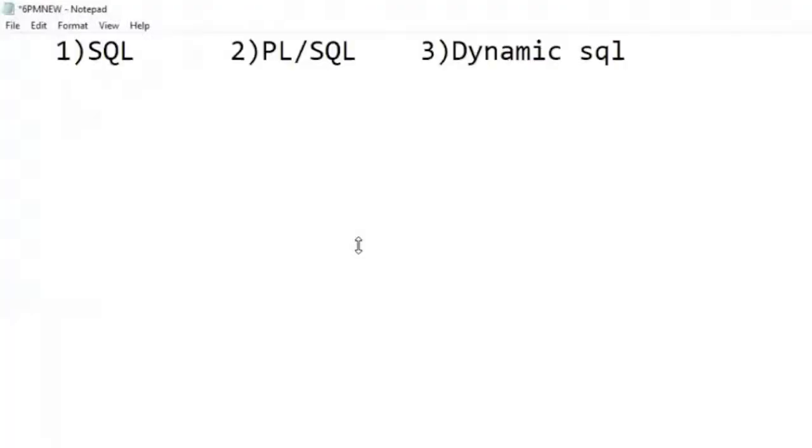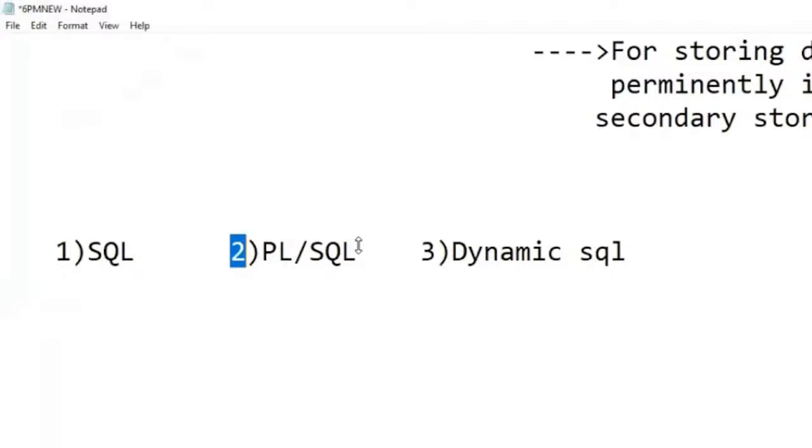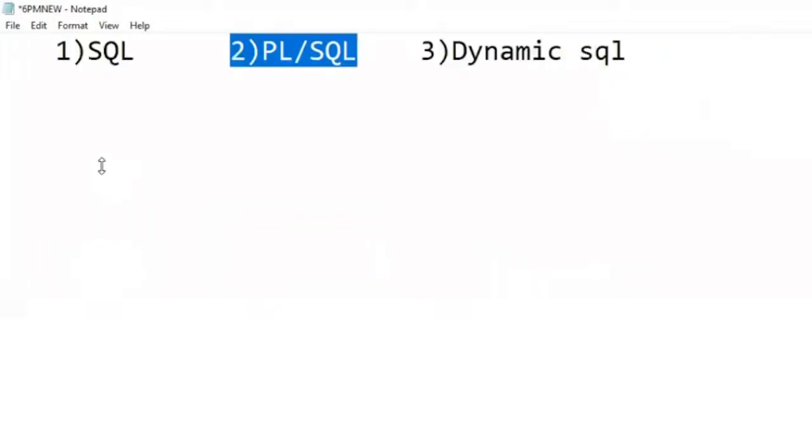Understood? And now here, check it out. Slowly observe here. Some fellows are asking about PLSQL coding, that's why I'm showing only that one. Just observe it here.